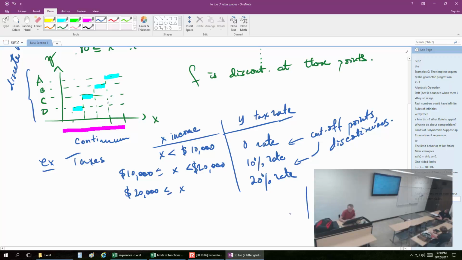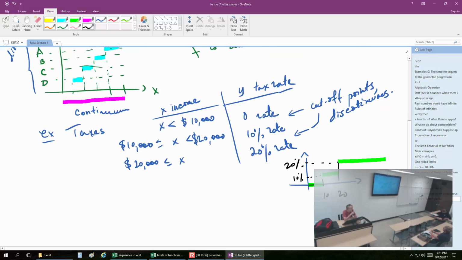At that point, you can easily plot the graph. It looks like this: it starts with 0, then at 10,000 it becomes 10, and then at 20,000 it becomes 30, and continues on this way. Okay? This is 10%, 20%. And so discontinuity is inevitable for the same reason.